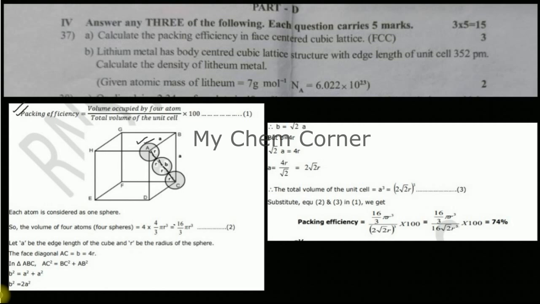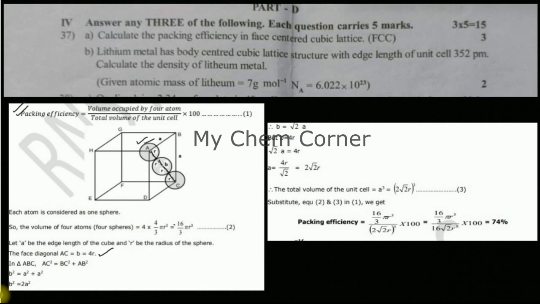But we can say that B is equal to 4R. Right? That's what we just calculated here, that B is equal to 4R. Therefore, instead of B, you can write 4R over here. So, from this, you can get the A value. So, A is equal to 4R by root 2. When we further calculate this, it will become 2 root 2 R.